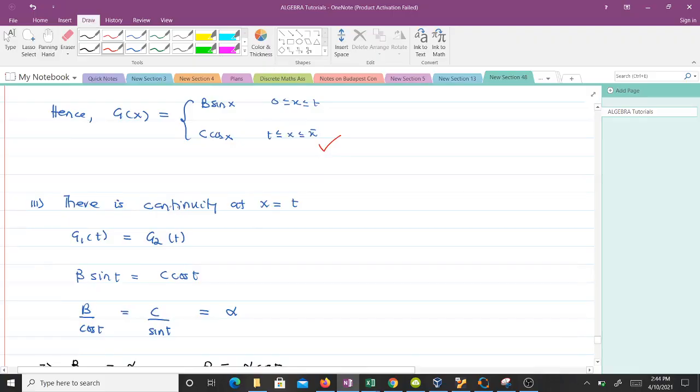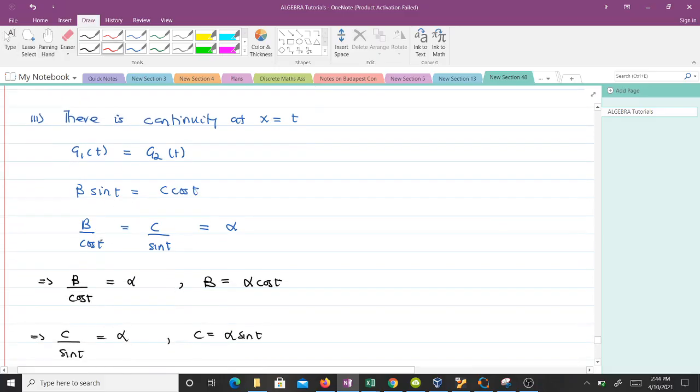And that one says that there is continuity at x equals t, meaning that g1 of t is equal to g2 of t. You can see that this here is g1 and this here is g2. So g1 of t will be b sine t and g2 of t will be c cos t. We are saying they are equal. When we get here, we can decide to divide through by cos t and sine t, and let me explain why.